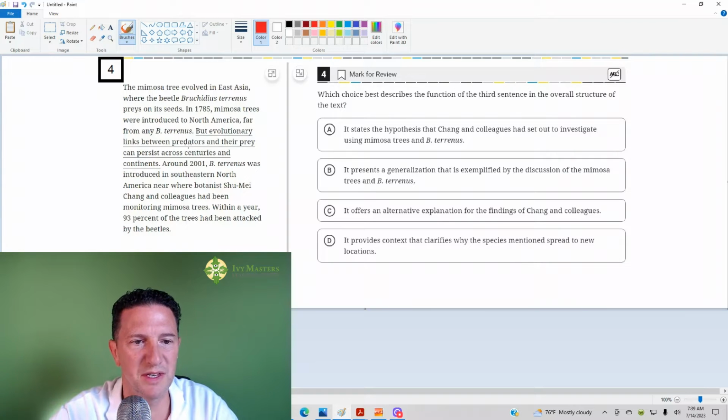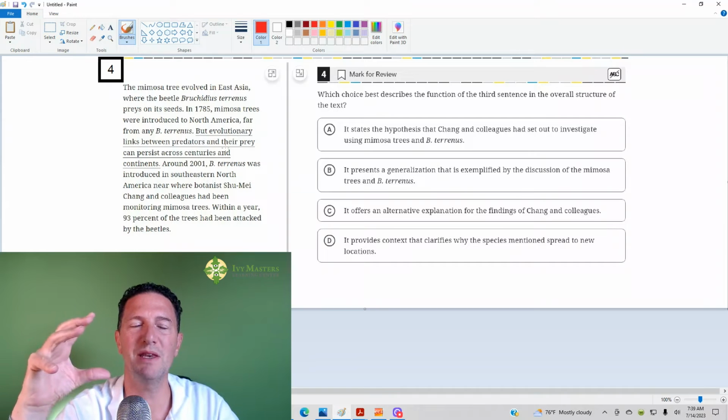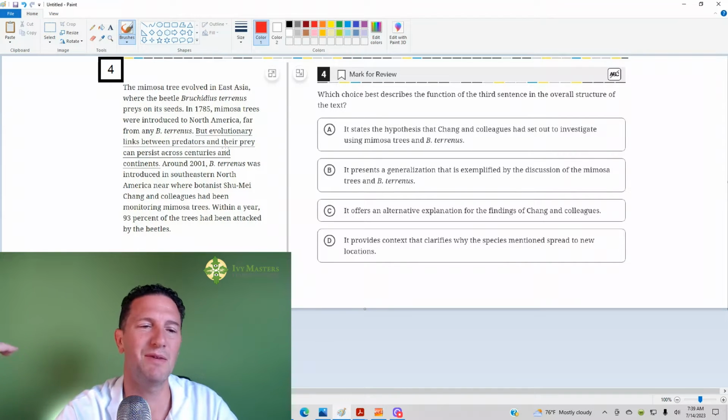Of course, the third sentence is the underlined section. And notice what it says. This is how we speak and that's how we write: we make a statement and then we give an example of that statement. And this is exactly what's going on here.